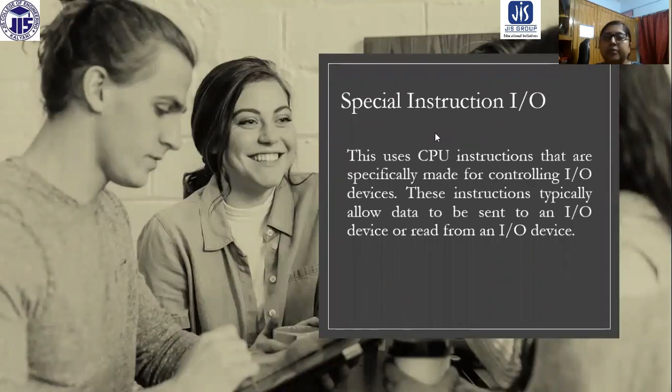So let us learn about special instruction IO. This uses CPU instructions that are specifically made for controlling IO devices. These instructions typically allow data to be sent to an IO device and read from an IO device. So the total thing is instruction oriented. There are some special instructions given by the CPU, and by these instructions, the CPU can control the IO operation. So basically these are special instruction IO.